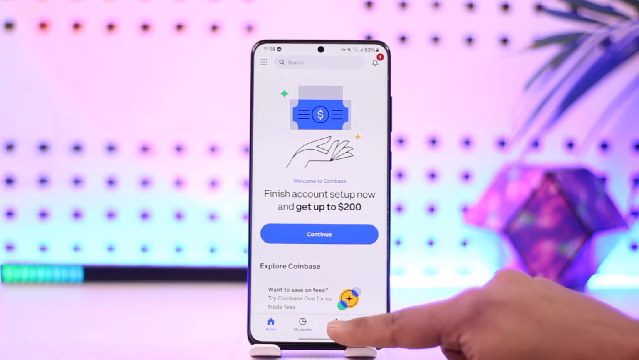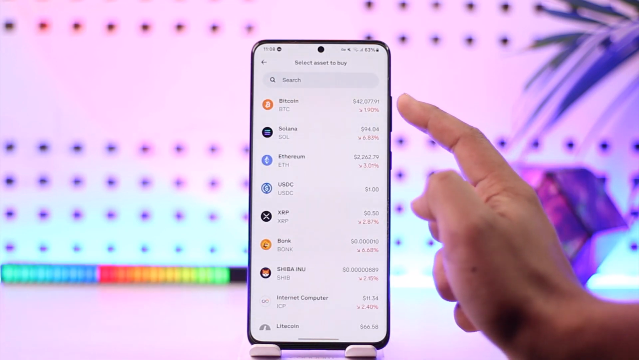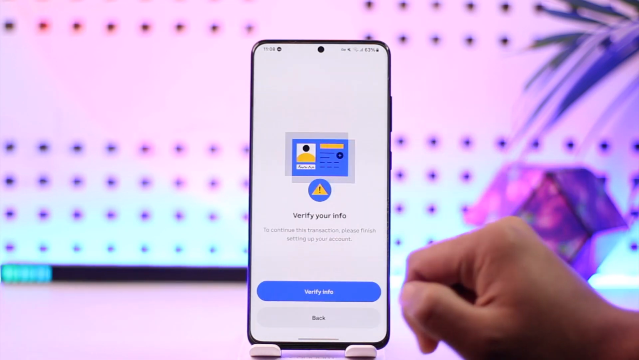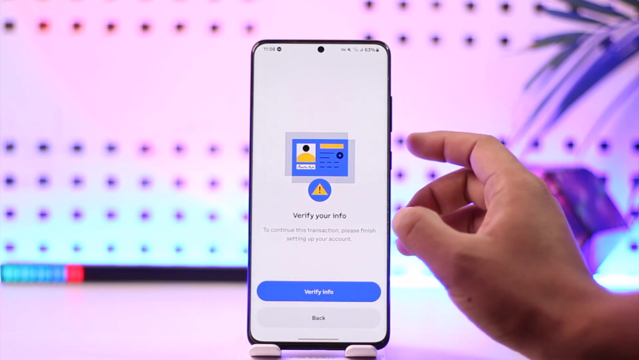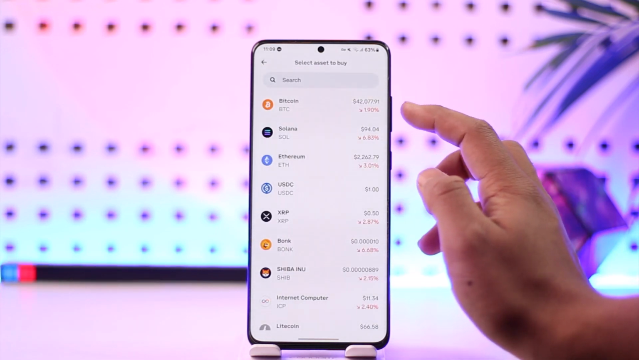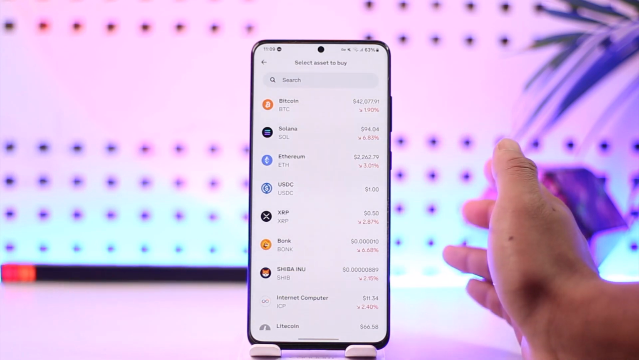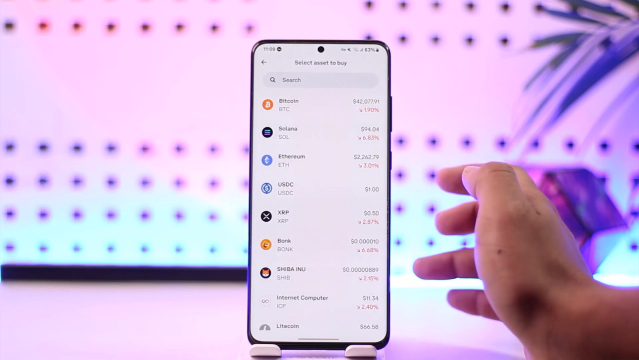So here I go to the trade option, and here I can tap on buy. I can buy Bitcoin. So let's say the value today is $42,000. I buy Bitcoin for a certain amount of dollars. Tomorrow the value per Bitcoin increases to $43,000. That is still a 10% profit. So if you decide you want to sell it, you can sell it for that profit. If you decide you want to keep it, you can keep it for the profit.